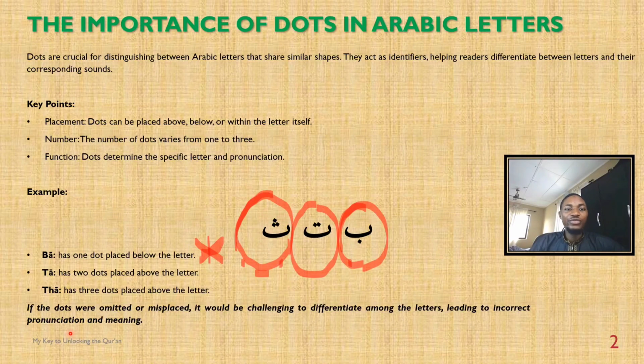All right. So if the dots were omitted or misplaced, it will be challenging to differentiate among the letters, leading to incorrect pronunciation and meaning. Because if there are no dots there, you might not even know what letter you're trying to pronounce. And that way, it will change the word and thereby change the meaning of what you're trying to portray, or express, so to say. All right, so that's telling us about the significance of dots in Arabic letters.